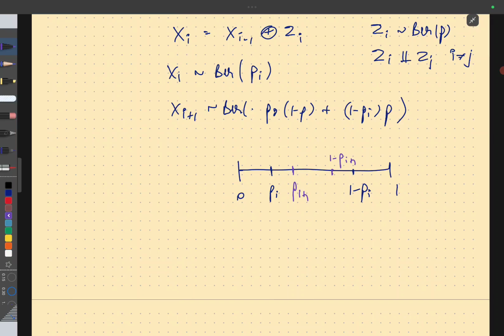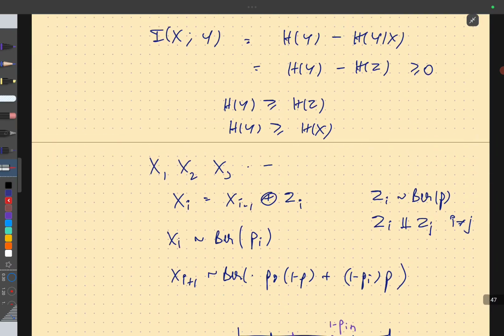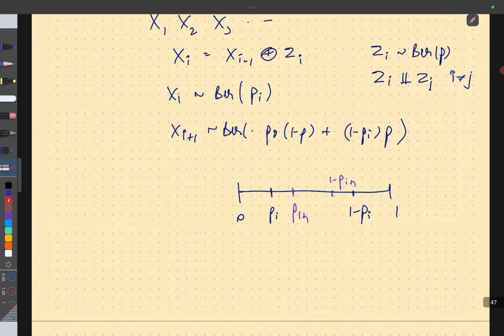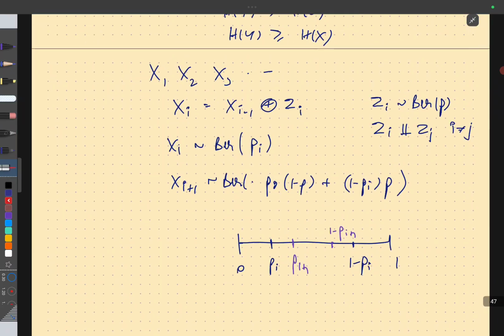So this is a case where I'm using something a little stronger than just this: h of y is strictly greater than h of z. So the entropy is strictly increasing, and if it keeps increasing, the maximum value it can achieve is 1 for the binary case. So as n tends to infinity, h of xn will tend to 1.